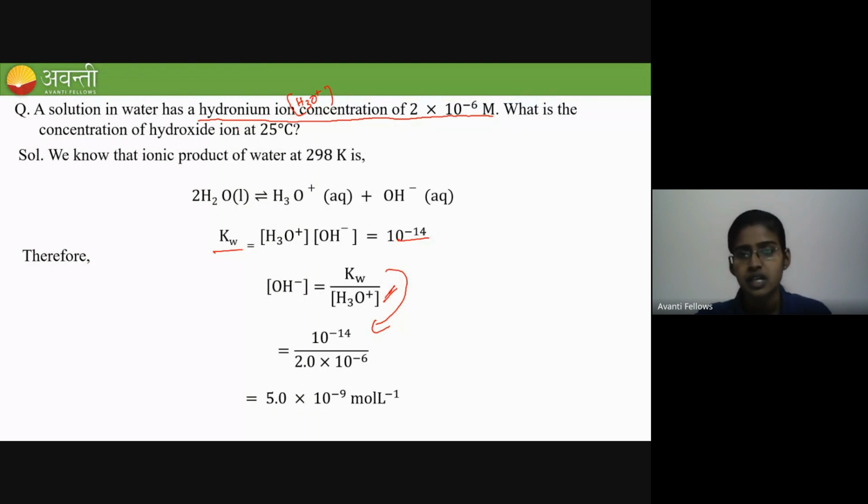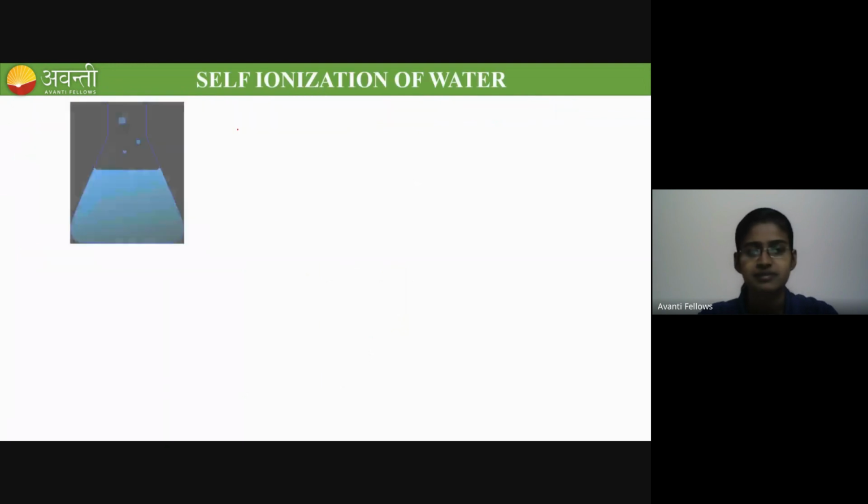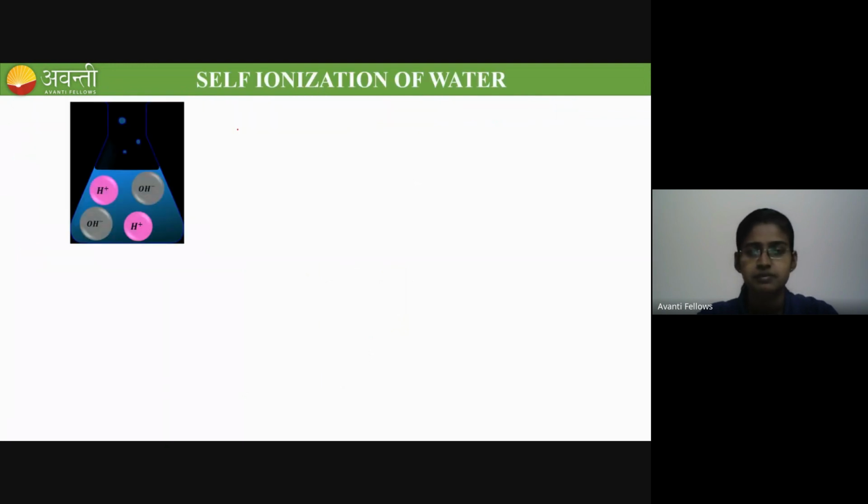Shall we continue with the self-ionization of water with some more information? Yes or no? Yes. Okay. So I have taken a beaker and it has H plus ion concentration and OH minus ion concentration. I have 2 H plus and 2 OH minus, so the number of H plus ions and OH minus ions are equal. If they are equal, then the substance is neutral because the concentrations of both ions are the same.